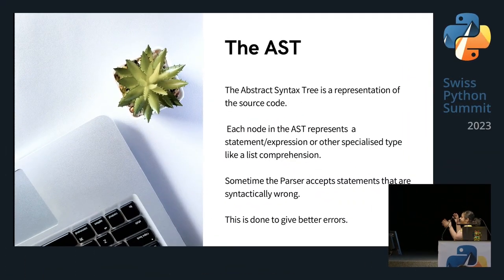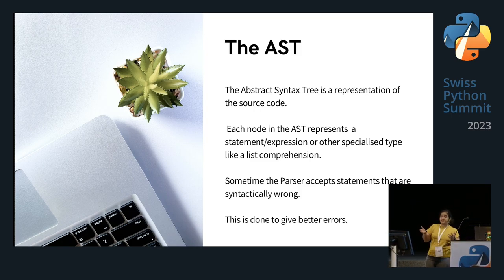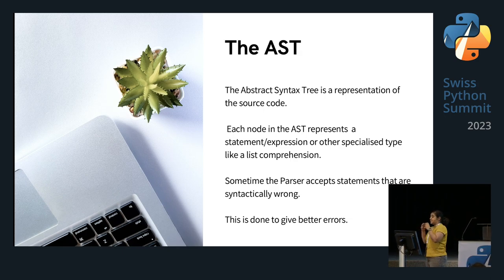So what is the AST? The AST, the full form, is an abstract syntax tree. And each node in the abstract syntax tree is going to represent a statement or a specific expression or a type that is accepted by Python. List comprehensions have a separate grammar for them. And the way it's written is that other than the grammar itself that exists in the Python code base, you're going to have the grammar re-implemented in such a way that it is not ambiguous at all.